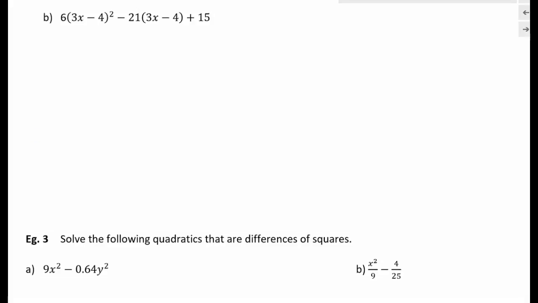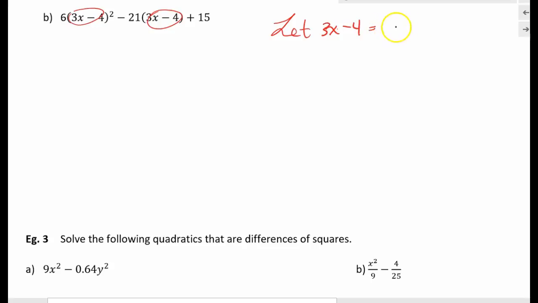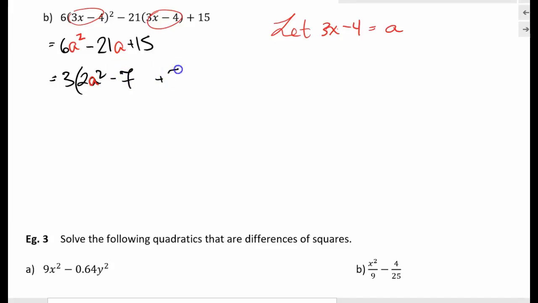So let's try this one. Again, I'm going to substitute in another letter because it just makes my life a little easier. So 3x minus 4 is going to be represented by a in this case. So I'm going to have 6a squared minus 21a plus 15. Again, common factors. Divided by 3 is 7, 15 is 5.